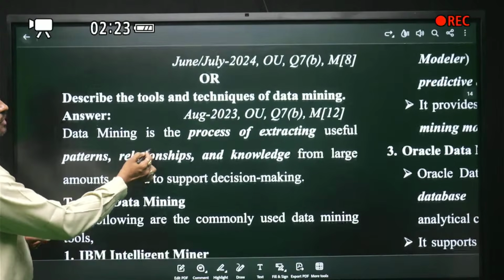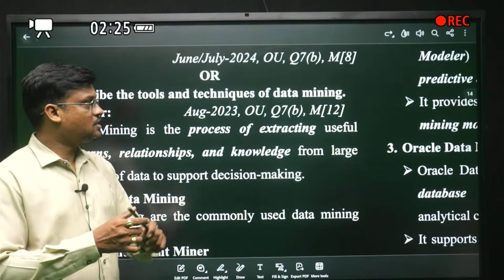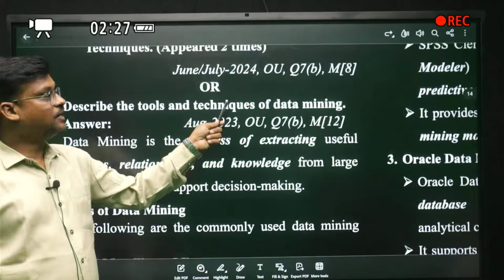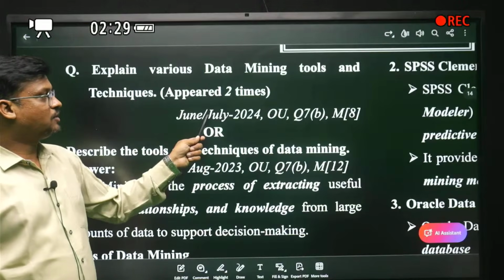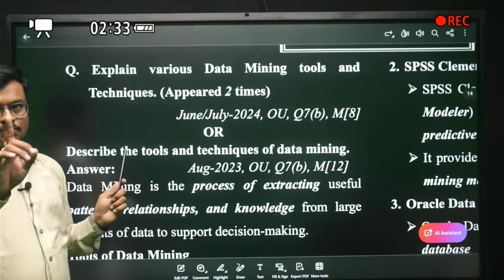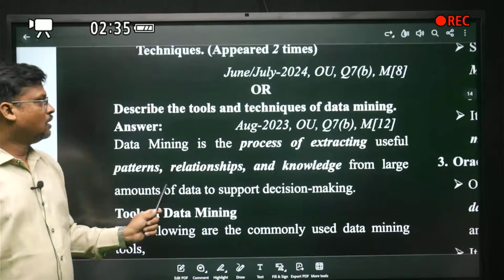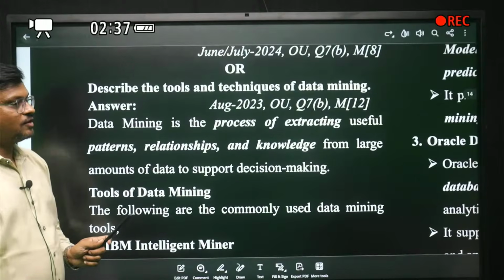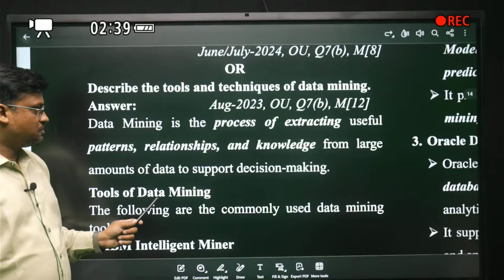So what do you mean by data mining? This question was asked in June-July 2024, and has appeared 2 times. Explain various data mining tools and techniques. One of the most important questions here. Describe the tools and techniques of data mining. The same question has been asked in another way.